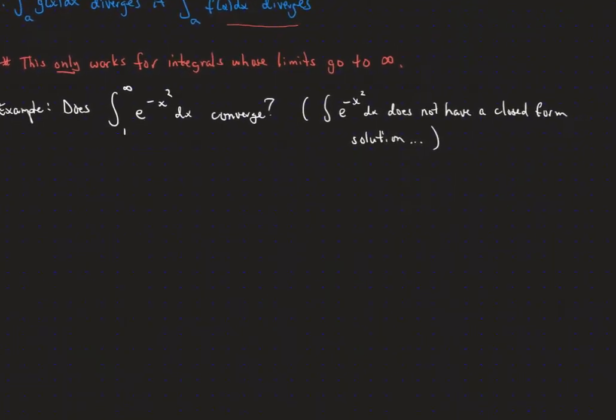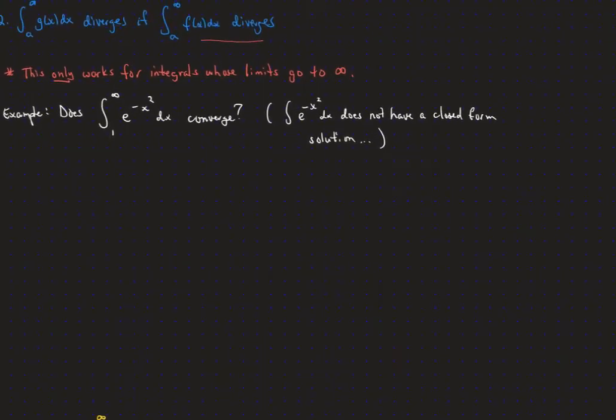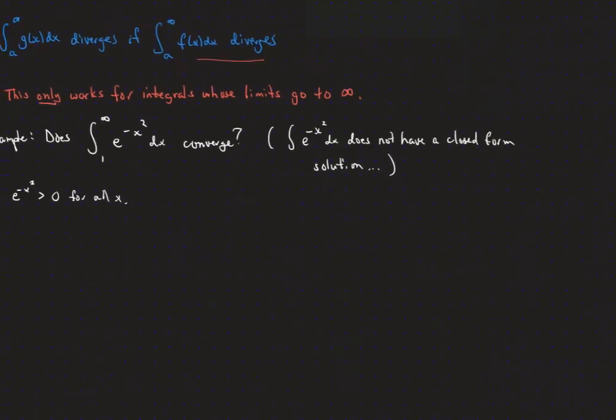So here is an example. Does the integral from 1 to infinity of e to the negative x squared converge? This is not an integral that anybody can do, because we can't integrate e to the negative x squared. So first we can note that e to the negative x squared is an exponential decay function, so it's going to be greater than 0 for all x. So we have satisfied the condition that the function has to be positive.